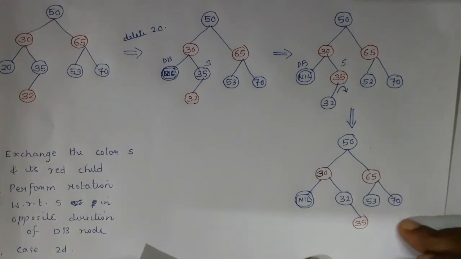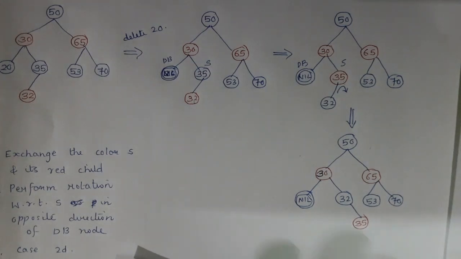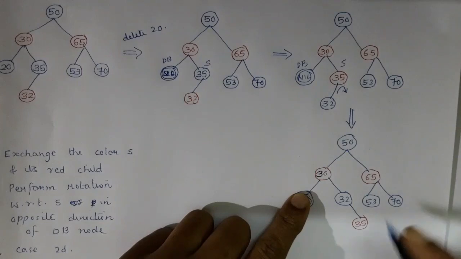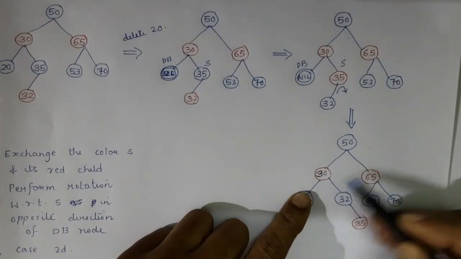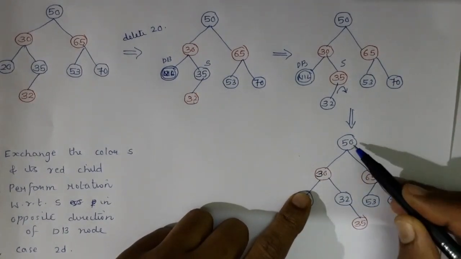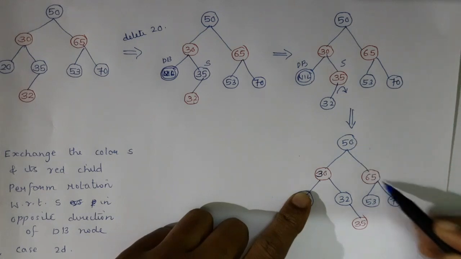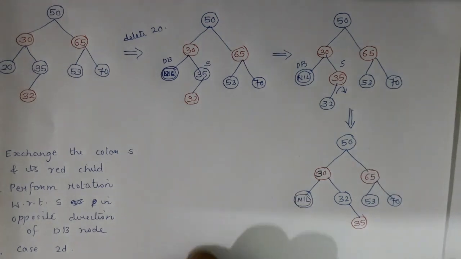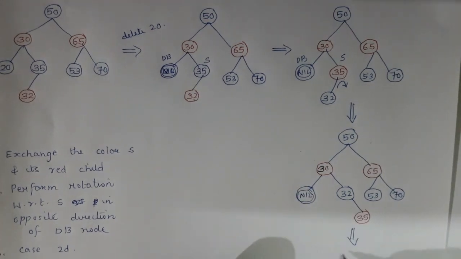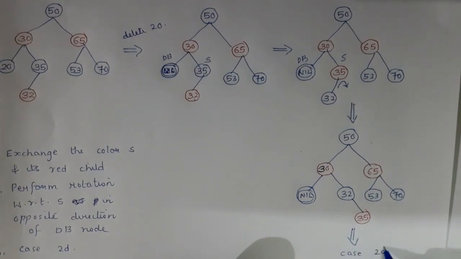And this tree is not a red black tree because in this path no black child. Here one black child. This path also one black child, and here also one black child. So this is not a red black tree. So it goes to actually the case 2D.